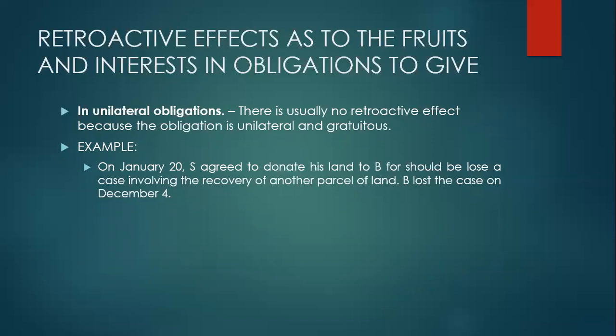So, let us say, there are coconuts that S harvested from January 20 to December 4. The law says that since this is a unilateral obligation, S can appropriate the coconuts for himself, and he is not obliged to deliver the coconuts to B upon the fulfillment of the suspensive condition.